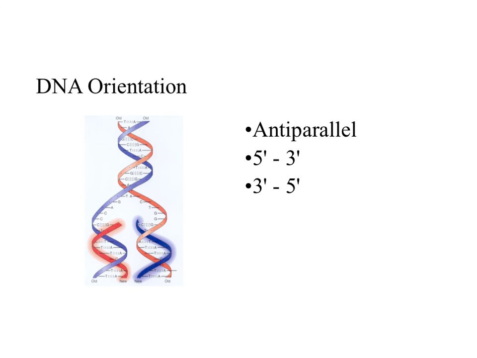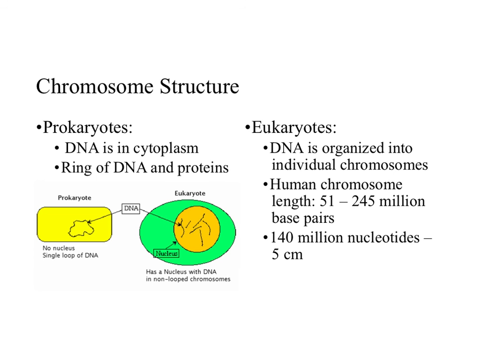And then the very last thing I want to talk about today is the difference between prokaryotes and eukaryotes. They both have DNA. It's just a little bit different. So in prokaryotes, DNA is just going to be in the cytoplasm. Remember, these don't have those membrane-bound organelles. And you just get a ring of DNA and proteins in the prokaryote. And eukaryotes, these are our more complex cells. They have all the membrane-bound organelles, the ones that we have. DNA is organized into individual chromosomes. That spiral tightens up and forms our chromosomes. How many chromosomes do we have?